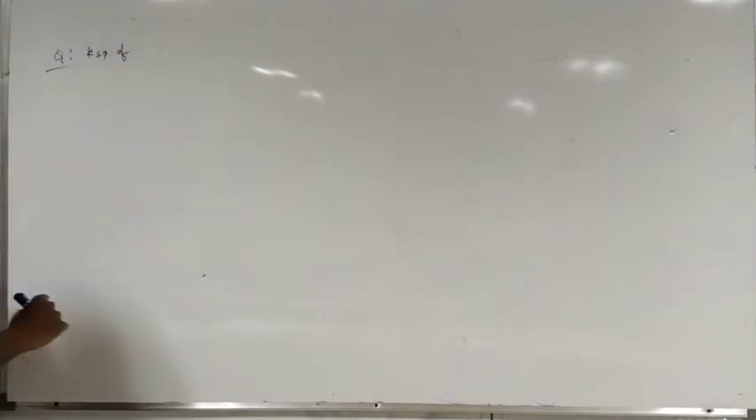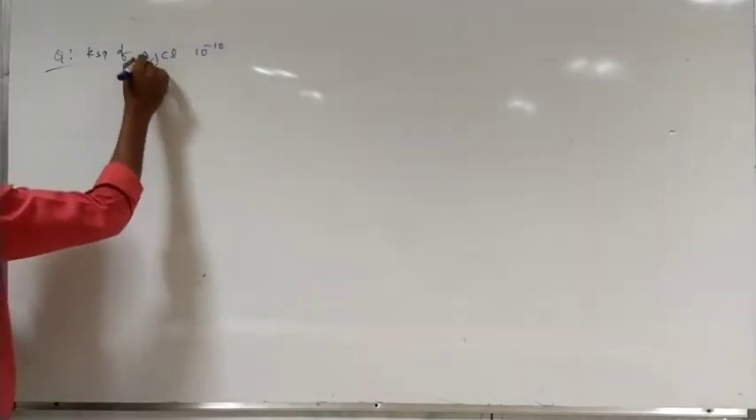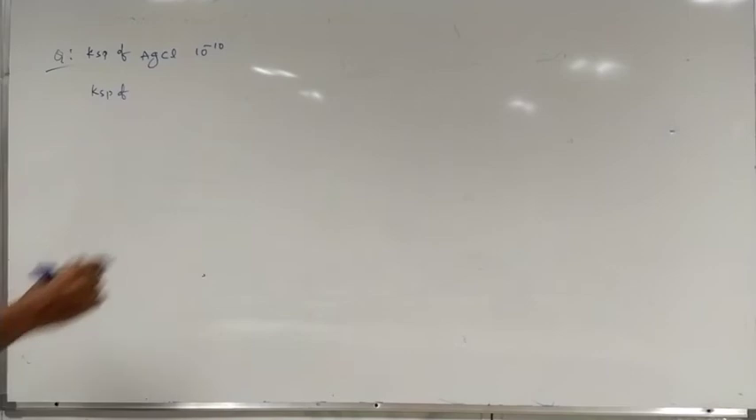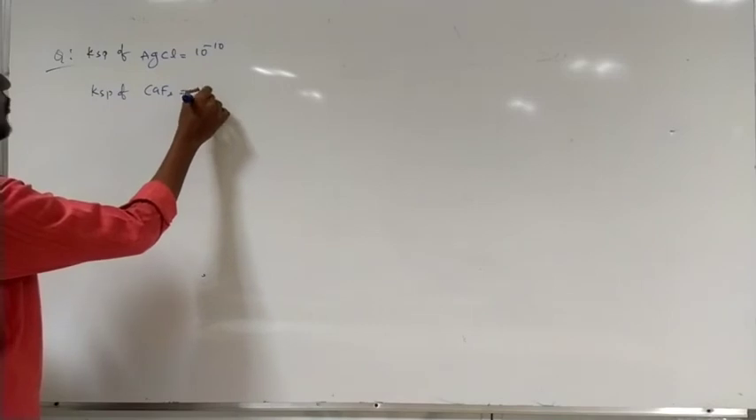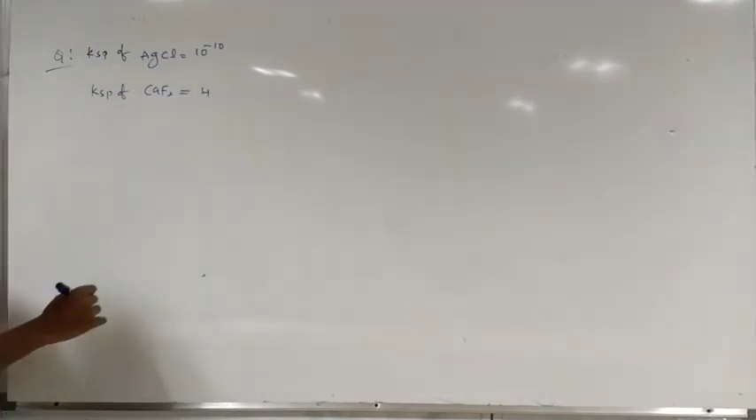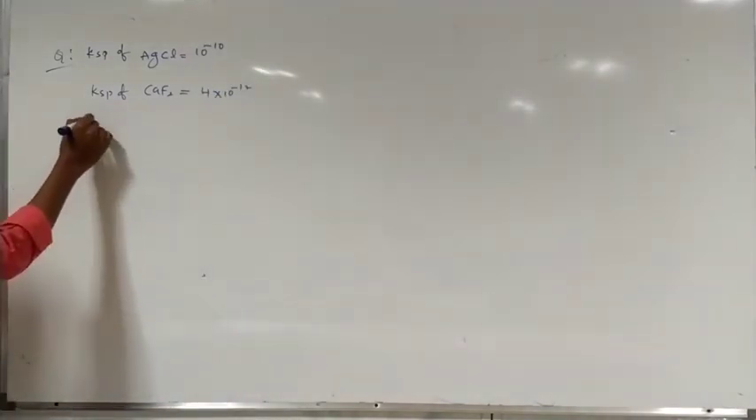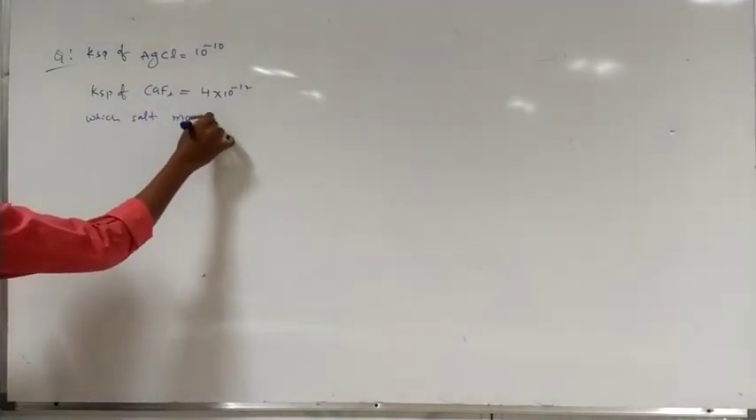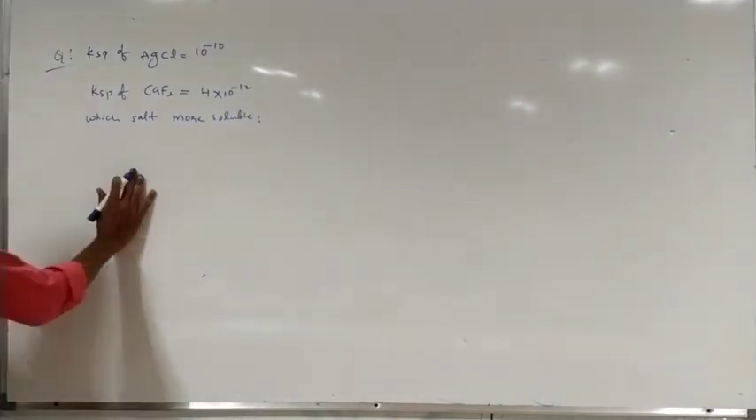Next question. Ksp of AgCl is 10 to the power minus 10, and the next salt is CaF2. Here the Ksp value is equal to 4 into 10 to the power minus 12. The question is, which salt is more soluble? Which salt is the more soluble? How to solve this question?